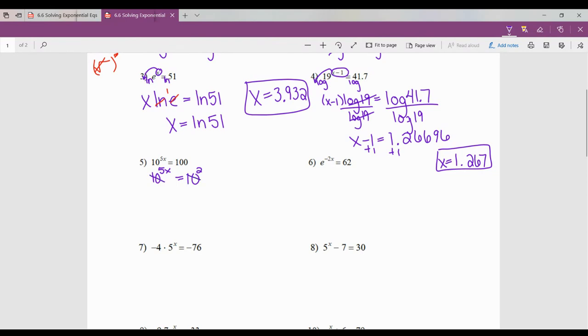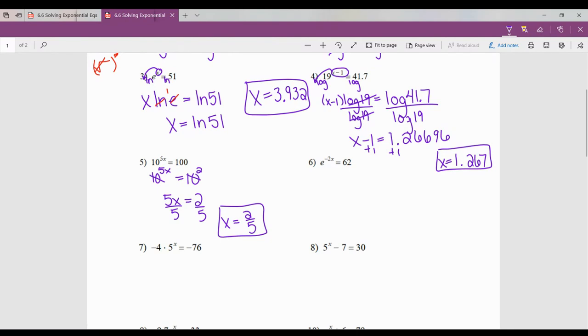And I cancel those out, boom. 5x equals 2. Divide by 5. x equals 2/5. Now, could I have done this using logs? Yes, I could. But I wanted to show you guys just a reminder about how if you can rewrite it, it's a lot faster. You don't need to even use your calculator on that.